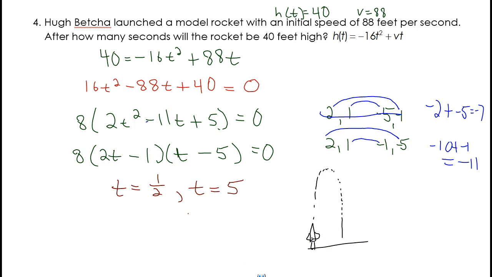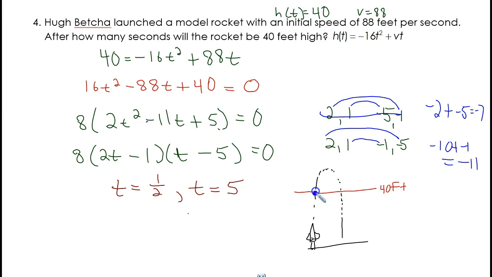Eventually it changes direction and comes back down to Earth until it hits the Earth, right? So when it says how long is it going to take it to get to 40 feet high? Well, let's say that this is 40 feet high, right here. Can you see why we have two positive answers? Because it's going to reach 40 feet high after a half second, and then it's going to keep going up, and then turn around and start falling, and then it's going to reach it again after 5 seconds.